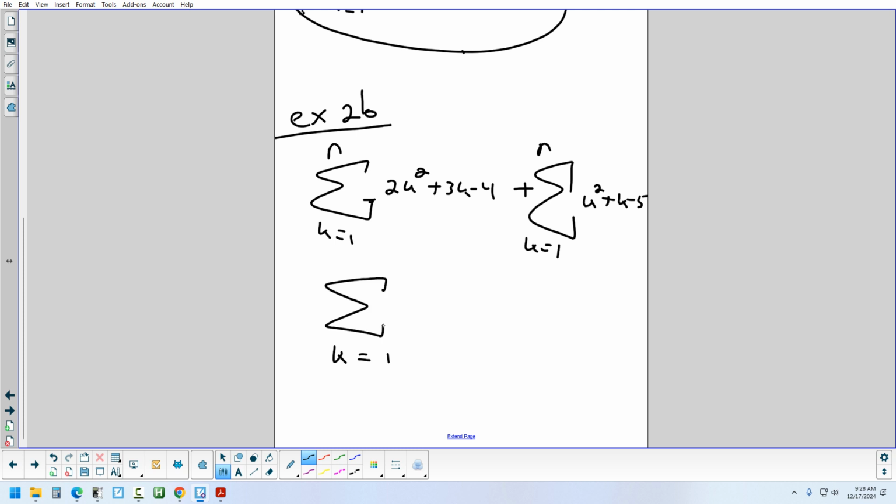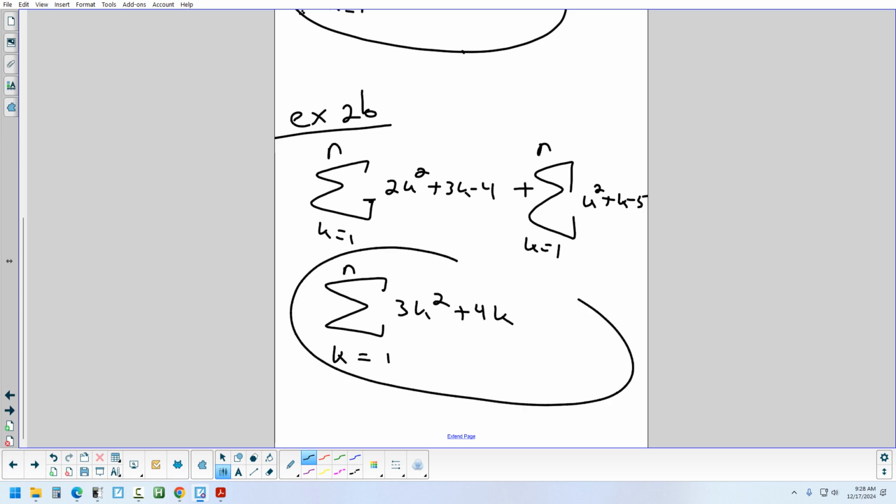Okay, so we'll start at 1. I'm going to stop at n. And let's start with our k squareds. How many k squareds do we have? Yep, so 3k squareds. How many k's? 4k. And my constant? -9. Yep. And that's it. So I would say the bottom one is simpler because it's one problem versus two. Any questions on that?